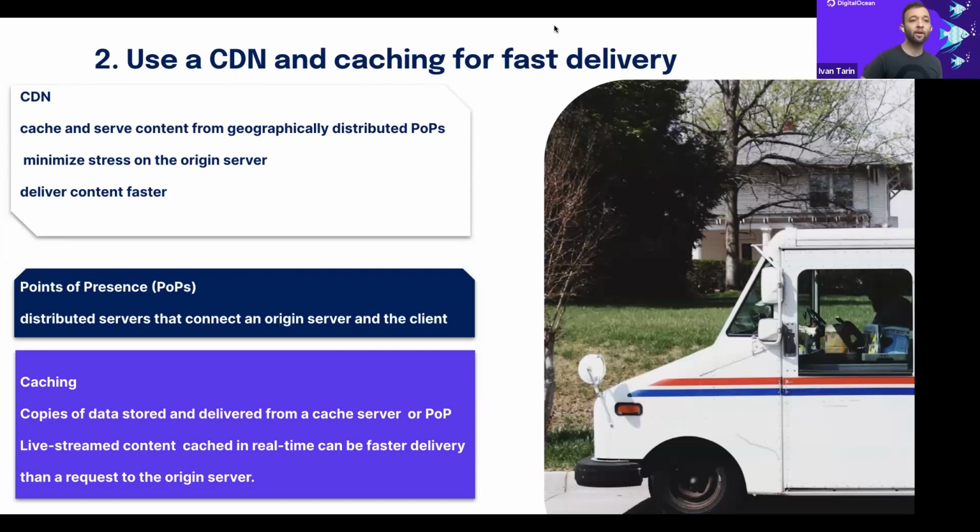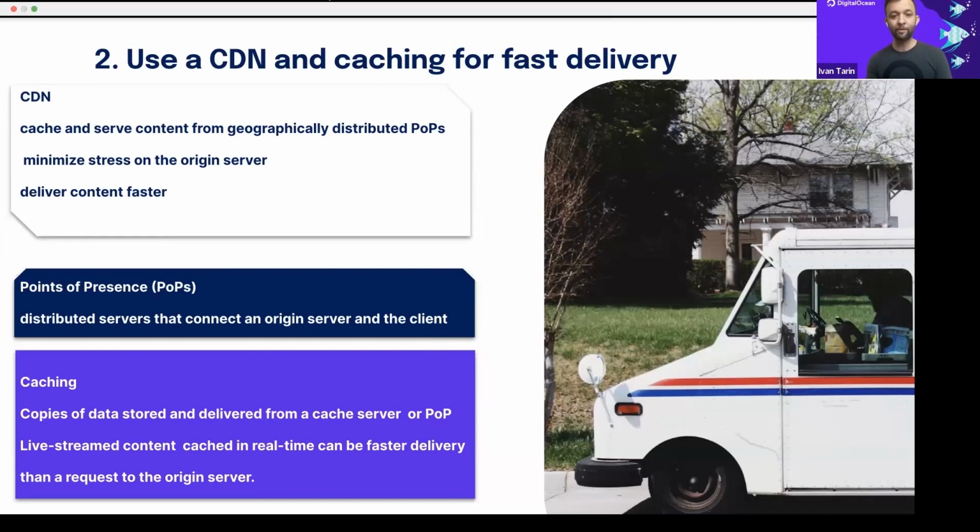Caching is storing parts of the data that you're serving on one of these distributed CDN POPs, and it's usually a lot faster, since the data is already close to your clients. It gets to them a lot faster than requesting from the origin server. So that might be a little bit counterintuitive to what people typically think. So CDN and points of presence are very powerful.